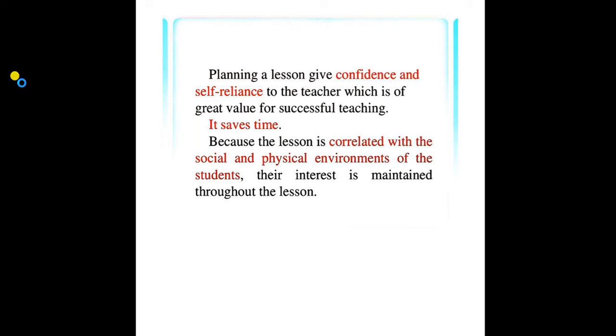Planning a lesson gives confidence and self-reliance to the teacher, which is of great value for successful teaching. It saves time because the lesson is correlated with the social and physical environments of the students. Their interest is maintained throughout the lesson.